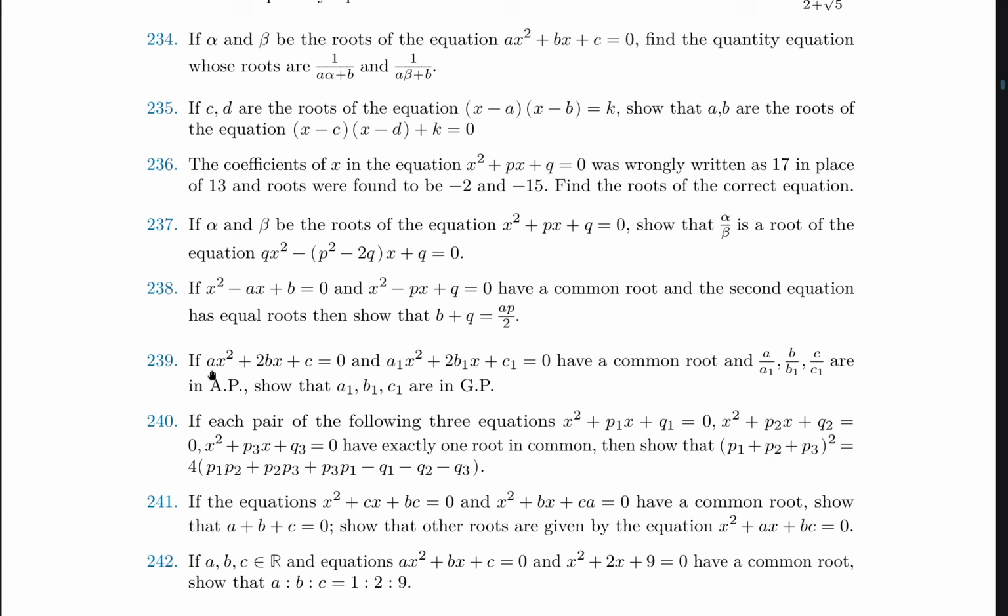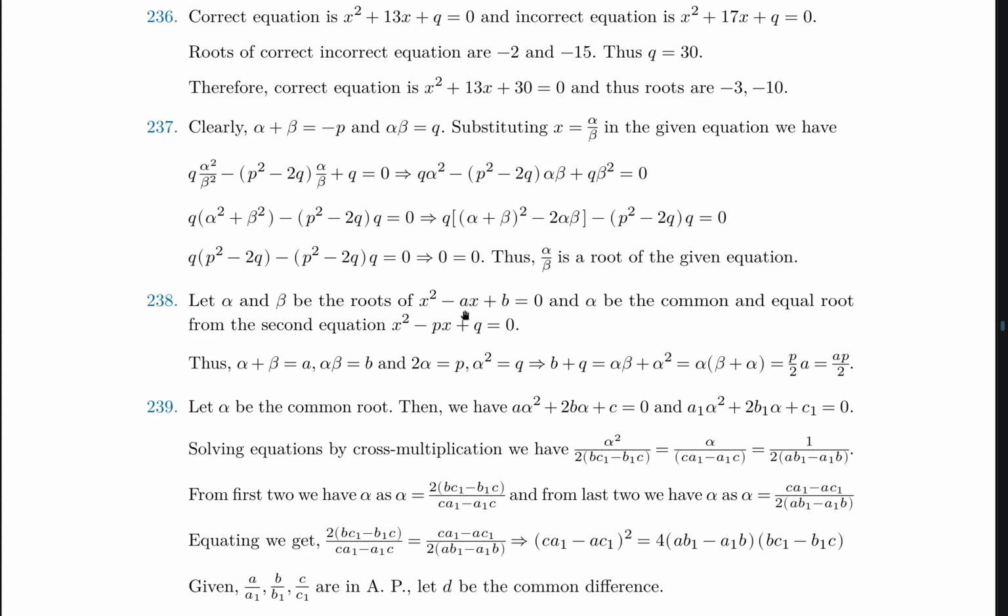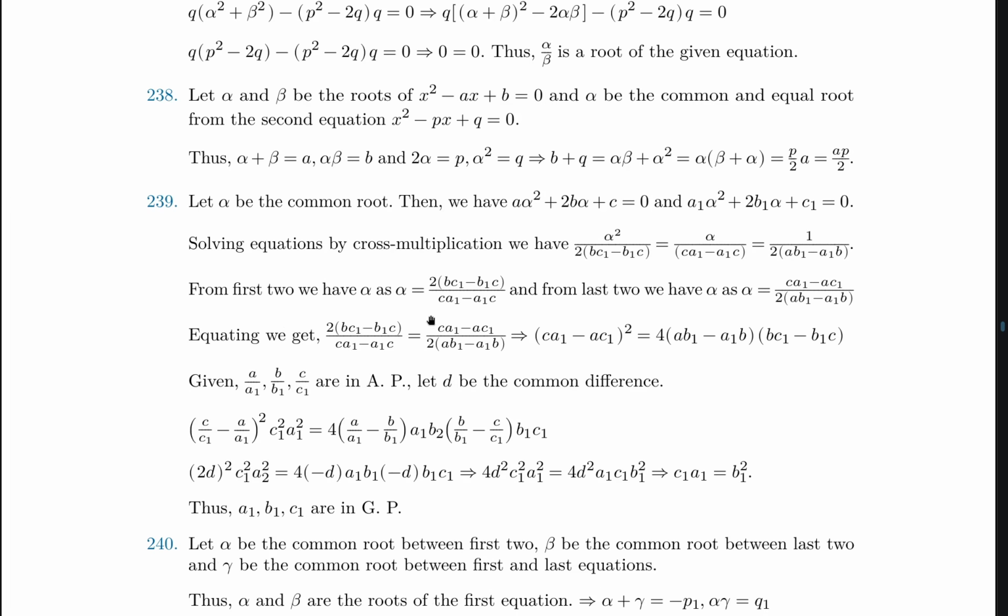Question 239 says that if x square plus 2bx plus c is equal to 0 and a1x square plus 2b1x plus c1 is equal to 0 have a common root, and a by a1, b by b1, c by c1 are in AP, show that a1, b1, c1 are in GP. Now this is a simple question. It's not complicated, although it involves concepts of quadratic equation, arithmetic progression and geometric progression.